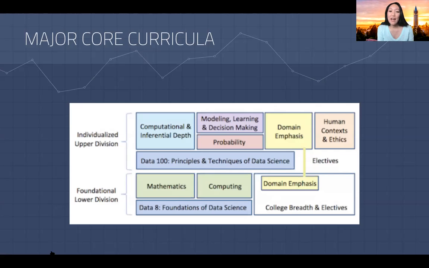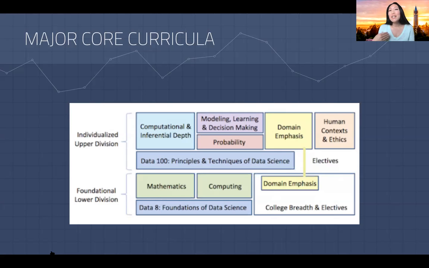And then finally, everyone in the major will choose a domain emphasis. This is really about what kinds of data you want to work with, what field you're hoping to go into maybe after you graduate, or what area you maybe want to do more research in. So when you imagine yourself working with a data set in the future and being able to analyze it and draw conclusions and answer questions using data, what kinds of data do you see yourself working with? What kinds of questions are you trying to answer? That's really what the domain emphasis is about.